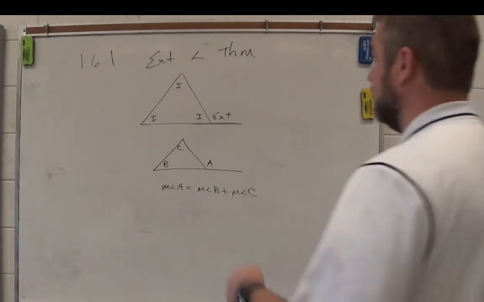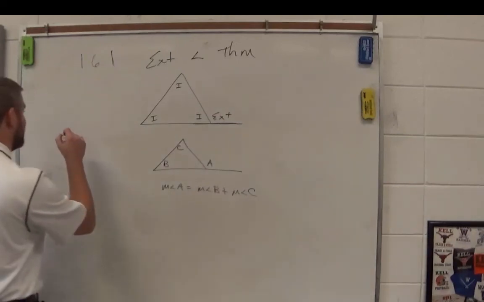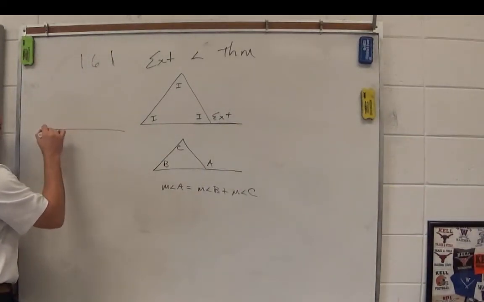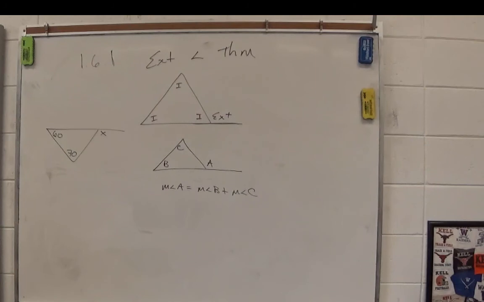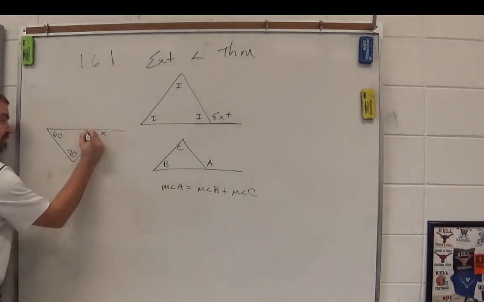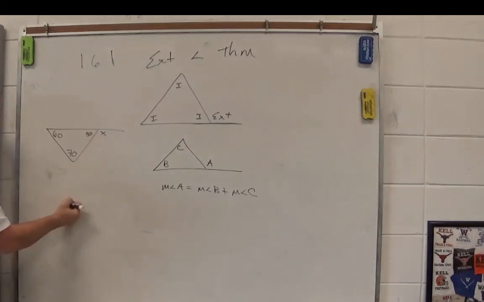Now, I bet that if y'all walked in here today and I had this problem up on the board and I said find x, and this one was 60 and this one was 70, what would most of you do? You'd find the third angle using the triangle sum theorem, which we just got done talking about. This adds up to 130. What's 180 minus 130? 50. So then you would say 50, right?